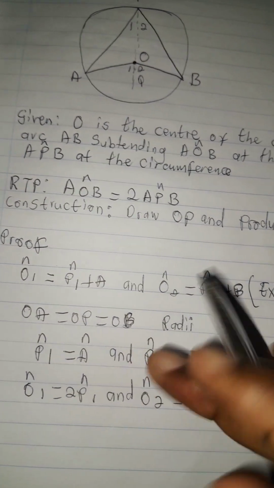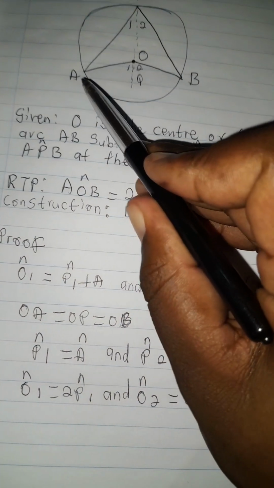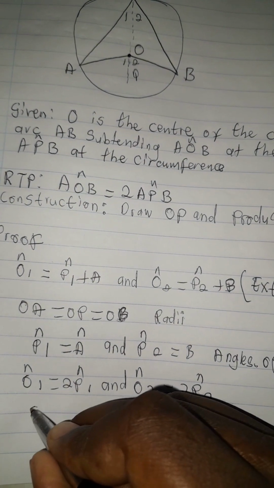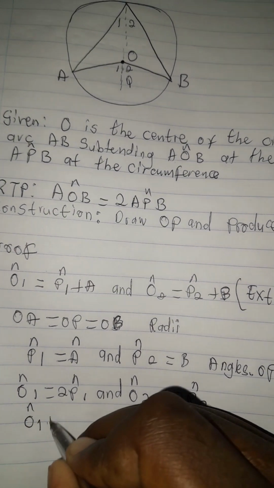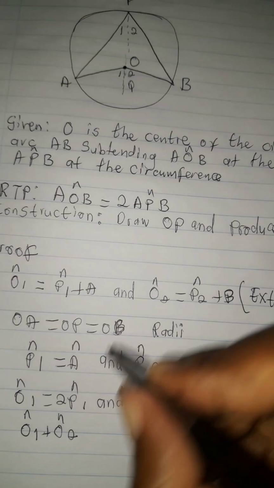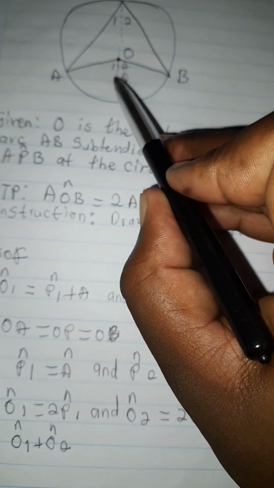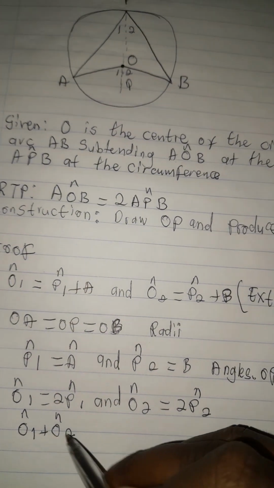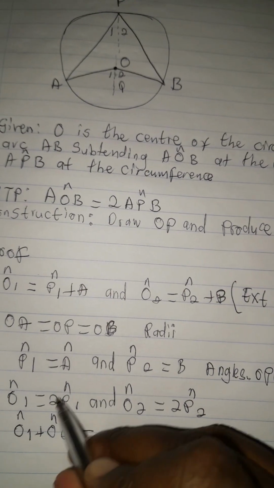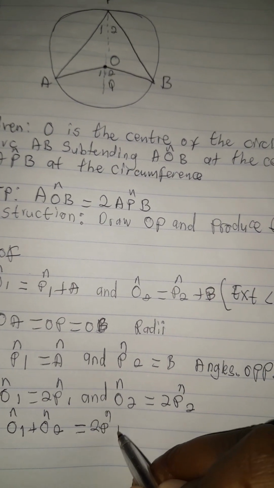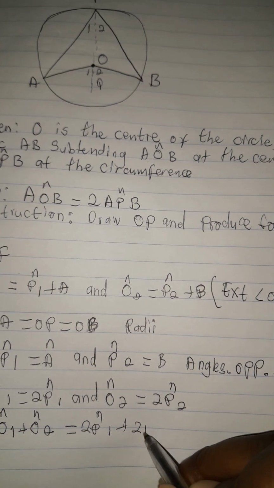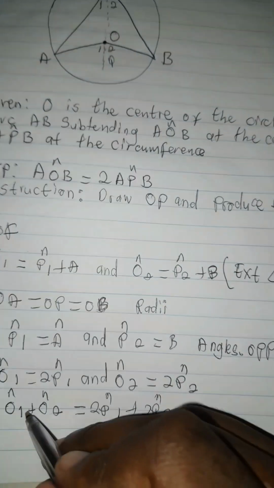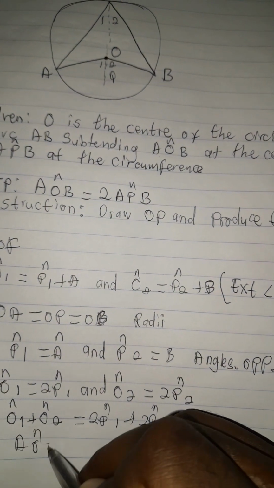When we sum up to form AOB, we will sum up angle O1 plus angle O2. So what are we going to do? We are going to say angle O1 plus angle O2. Why are we adding this? Because we can see that angle O1 and angle O2 form angle AOB. So what is angle O1? It's twice P1. What is angle O2? It's twice P2. All right. Remember that angle O1 and angle O2 form AOB, so we are going to replace it by AOB there.